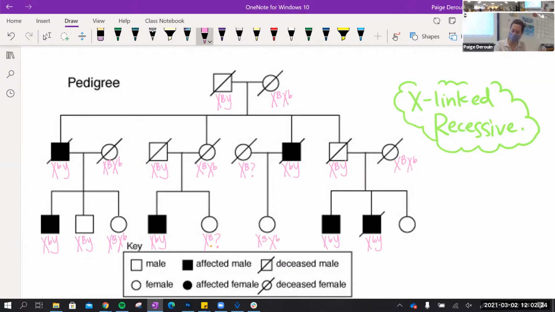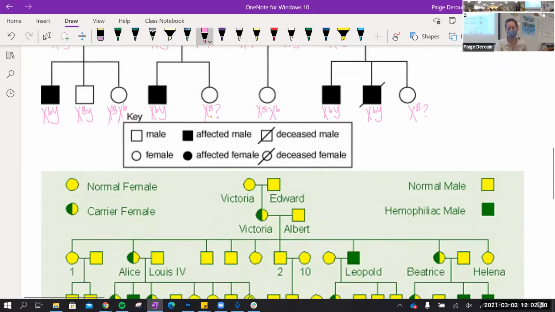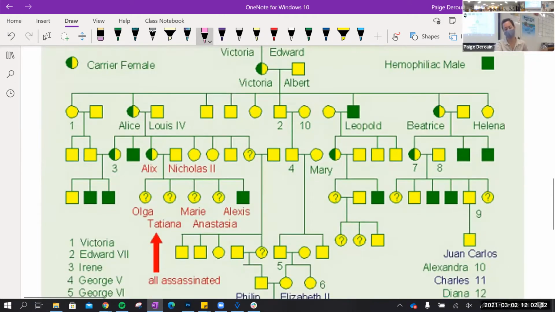And this daughter right here, IDK, because she could have gotten either a big B or a small B from her mom. Hooray! We did it. I want to show you one more that we're not going to solve, and you'll see why once you look at it, because you're like, whoa. But it is the pedigree of the royal families of Europe.